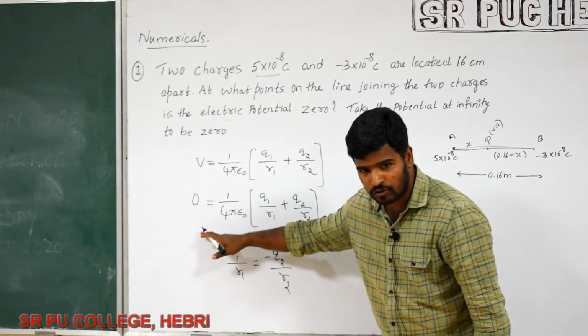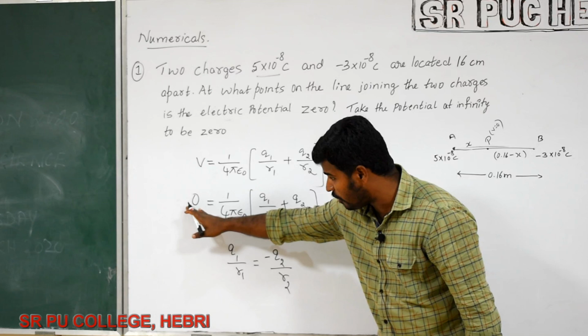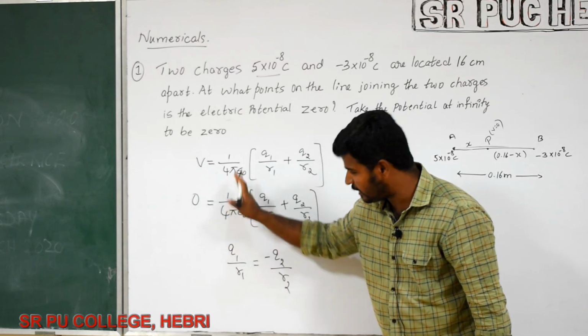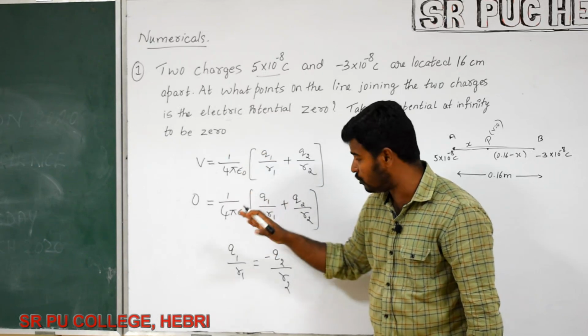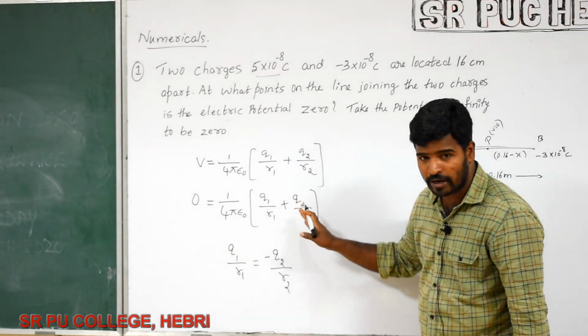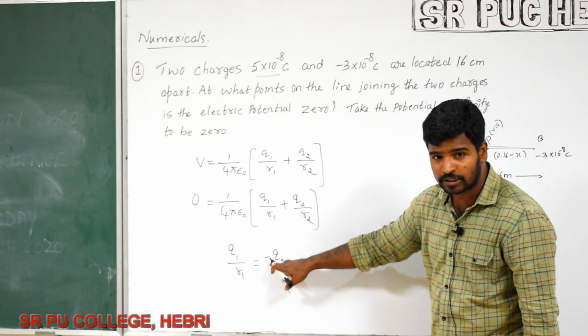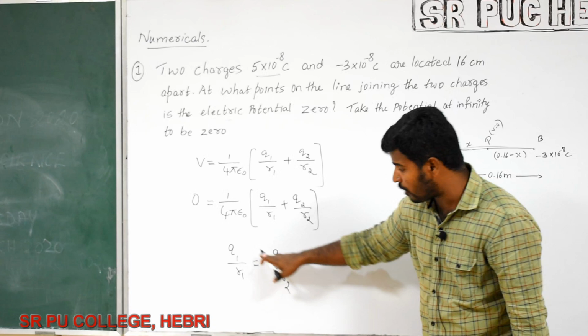V is equal to 0, and the 4 pi epsilon naught you cross multiply over here, so it becomes 0. This term is cancelled, leaving 0 is equal to Q1 by R1 plus Q2 by R2. When we take Q2 by R2 to the other side, it becomes minus Q2 divided by R2. Now we know the value of Q1.